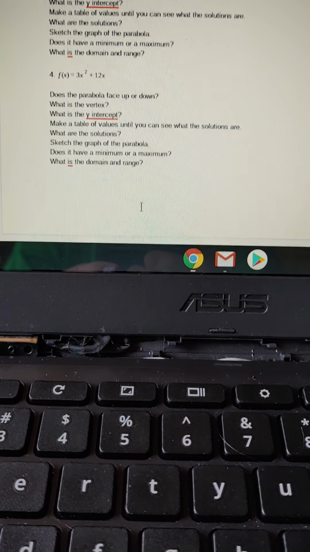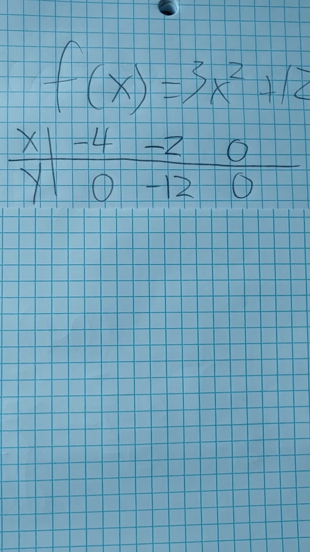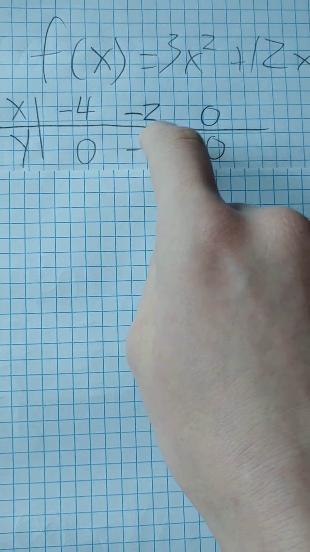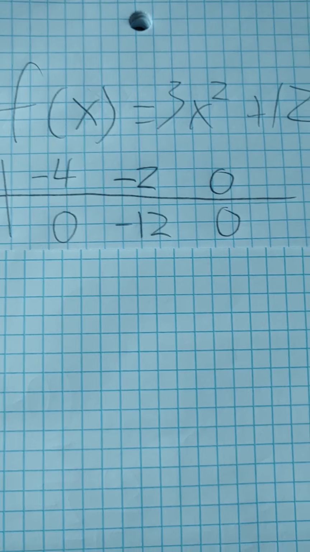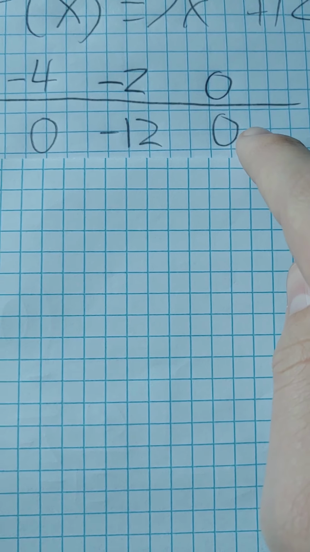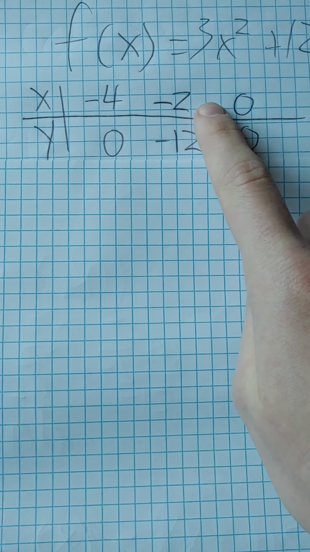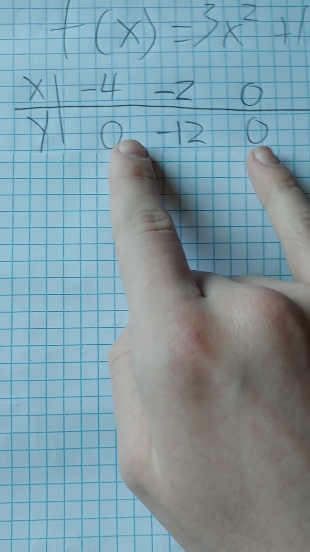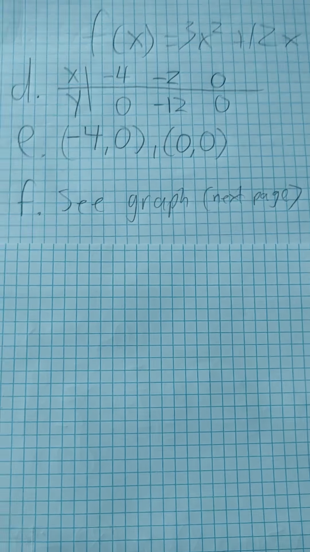So we have the problem again. We need to make a table of values until we can see what the solutions are. Here I've done it. This was our vertex, so we put that in the middle, and then we can go up and down to figure out which x values go to the y values of 0. Since we found our y-intercept was 0, 0, that means the x is also at 0. We know that the x is at 0, which is plus 2, so then minus 2 is negative 4. These are going to be our solutions: negative 4, 0, and 0, 0. And then we need to graph it, so that's going to be on the next page.